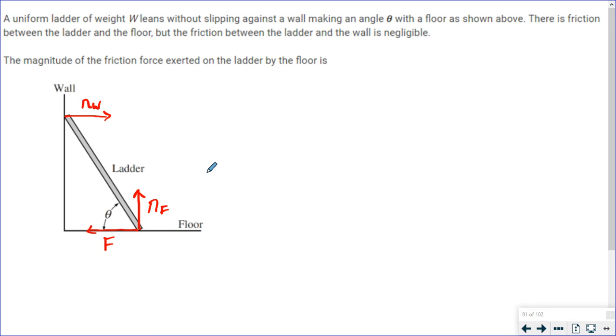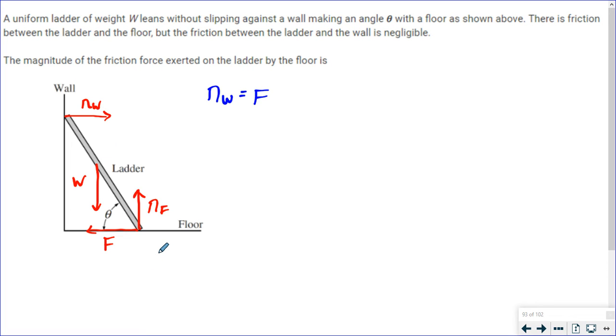There's a normal force with the floor pushing on the ladder, and then a weight force of the ladder right in the middle of it. It's a uniform ladder. So what do I want to do? I want to consider how to solve this problem. And the best thing to do is consider your normal forces. Your normal force against the wall has to be equal to your force of friction. They're the only two horizontal components.